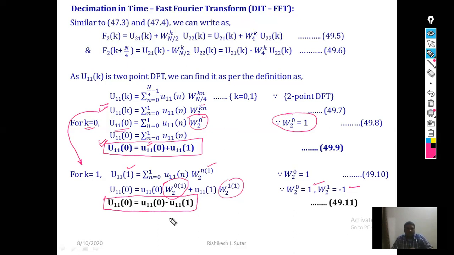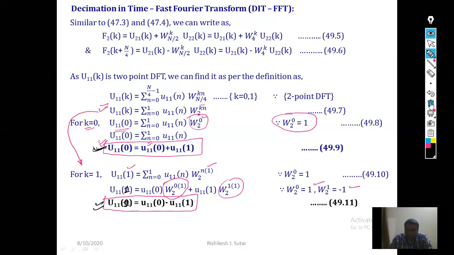So like this, yeah, we have just made one mistake here. It should be u11 of 1. It should be u11 of 1. So this is the expression for u11 of 0, and this is the expression for u11 of 1.